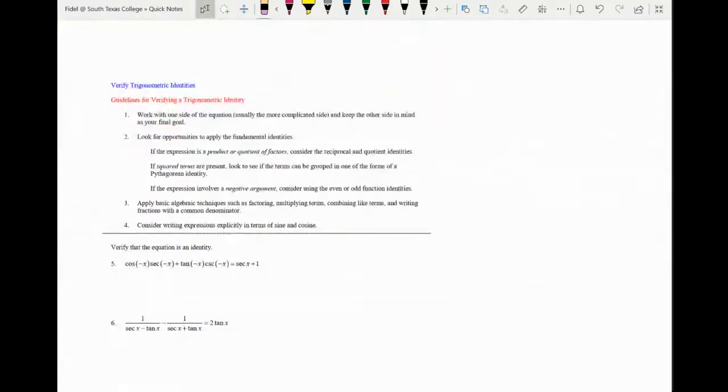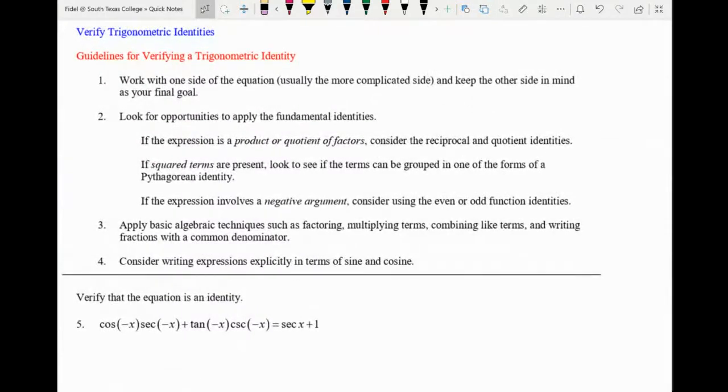Okay, so we have some guidelines. How do we verify trig identities? What I have here says: work with one side of the equation, usually the more complicated side, and keep the other side in mind as your final goal. Look for opportunities to apply the fundamental identities. If the expression is a product or a quotient of factors, consider the reciprocal and quotient identities. If squared terms are present, look to see if terms can be grouped in one of the forms of a Pythagorean identity. If the expression involves a negative argument, consider using the even and odd function identities. Then it says apply basic algebraic techniques such as factoring, multiplying terms, combining like terms, and writing fractions with a common denominator. And then it says, consider writing expressions explicitly in terms of sine and cosine.